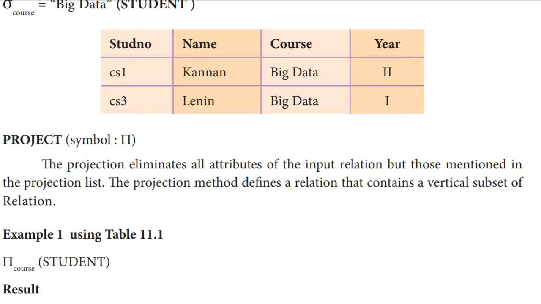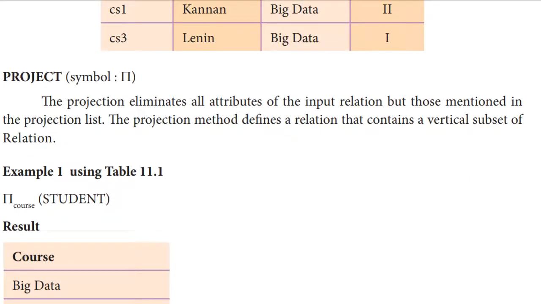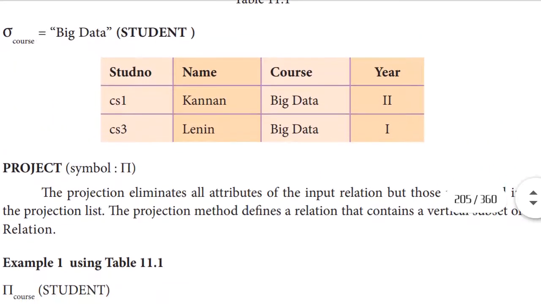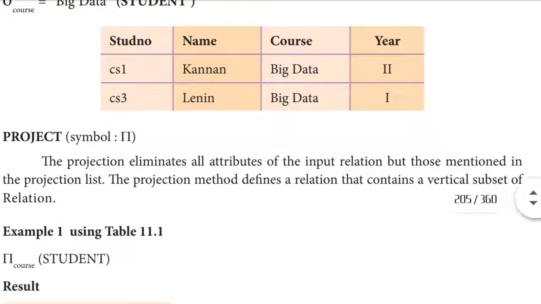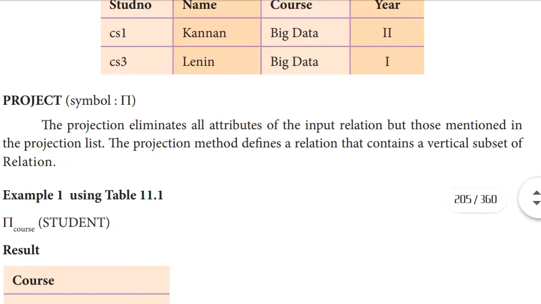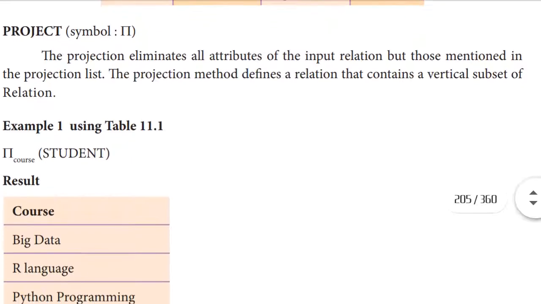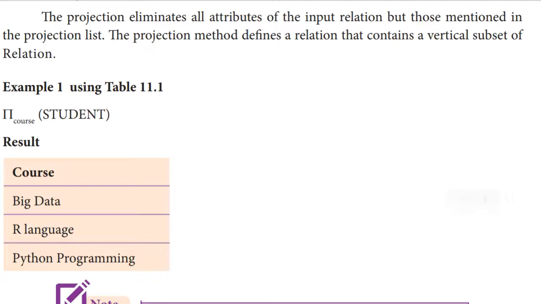Now we see how to write the project operation. First we have to write the project symbol, next we write which column we want to see. That column name, the attribute name, we mention here. After that we mention the table name within the parentheses. If you see the result, we can see the condition we mentioned here, course. So it displays only the course column.